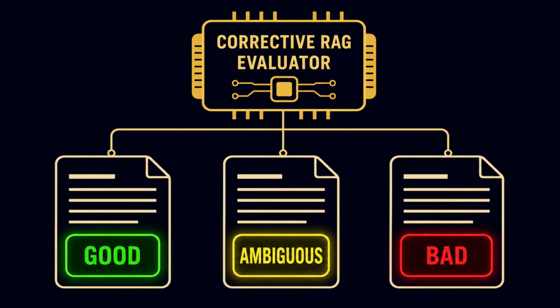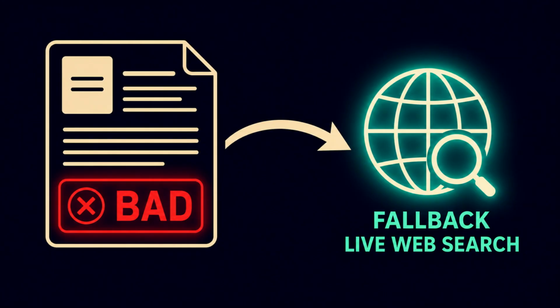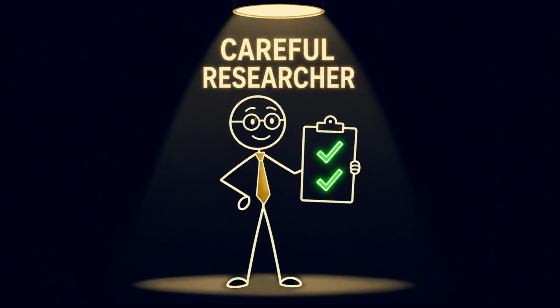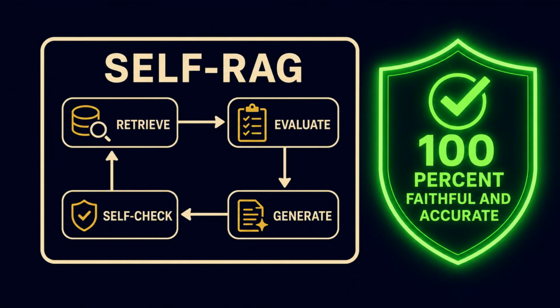Corrective RAG is a close cousin. A lightweight evaluator scores the retrieved documents as good, ambiguous, or bad. And if they are bad, the system falls back to a broader search, even live web search, instead of forcing an answer from weak material. Basically, RAG growing up from an assembly line into a careful researcher that double-checks itself.